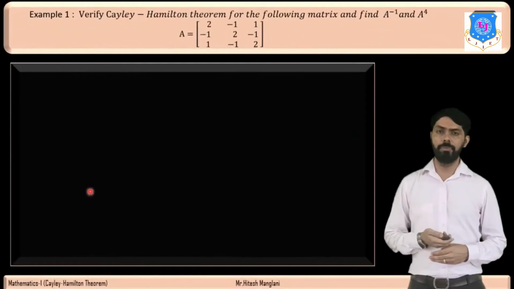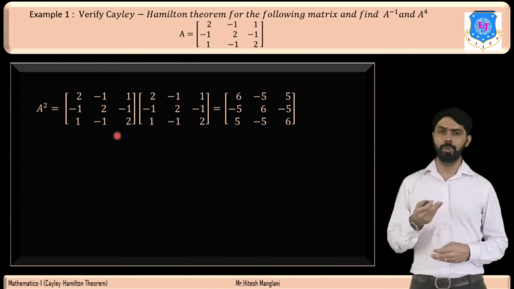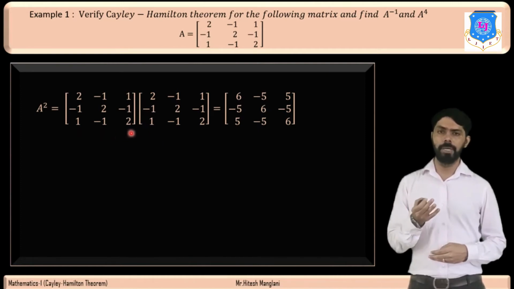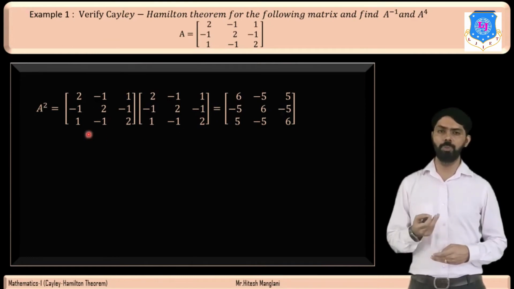Now here, as we have to verify Cayley-Hamilton theorem, for that we will have to find A square. So A square is given by A into A. So we will multiply matrix A with itself. If we multiply these two matrices, then it will be [6 -5 5; -5 6 -5; 5 -5 6].